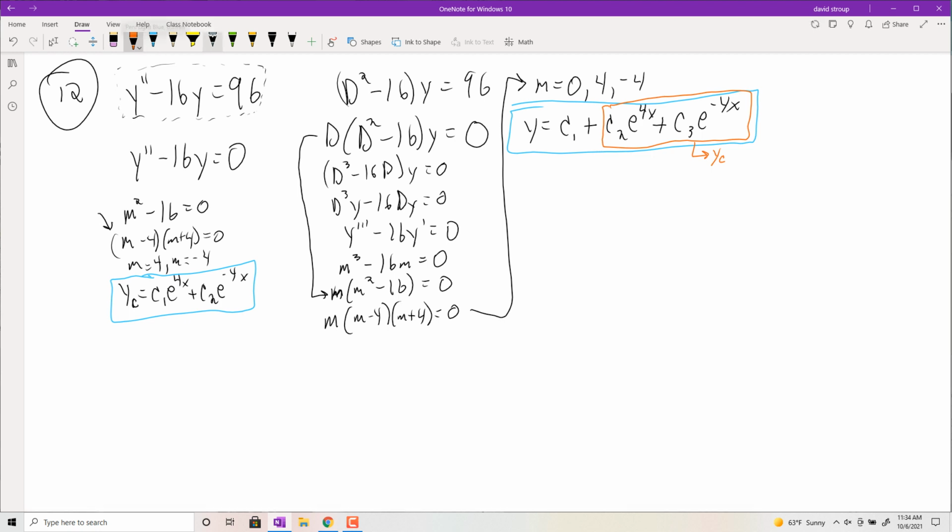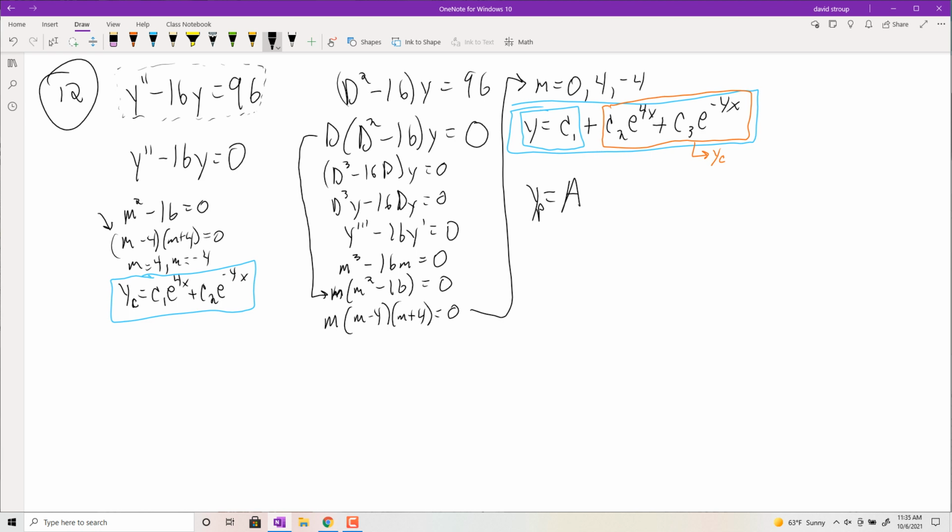So the particular part of my solution is just that first part. Y sub p is this. Okay, so I'm going to rewrite it. Instead of using constants c1, c2, I'm just going to use a, b, c, d, e. So this will be y equals a, and that will be my particular part. Okay, I need to figure out what a is.